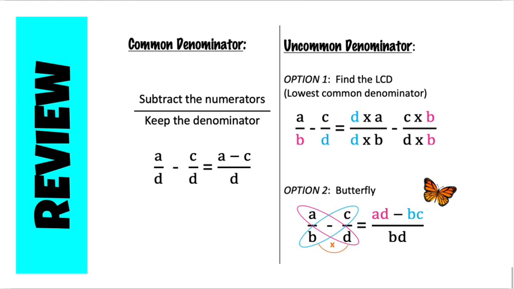So just as a review, whenever you're subtracting, if you have a common denominator, you keep that denominator and you just subtract the numerators and simplify if needed. Now, if your denominators are not the same, you have your options. Do I want to use LCD or do I want to use butterfly?